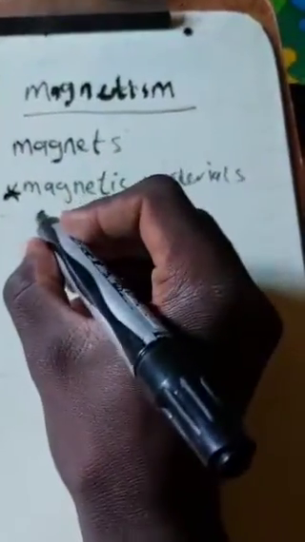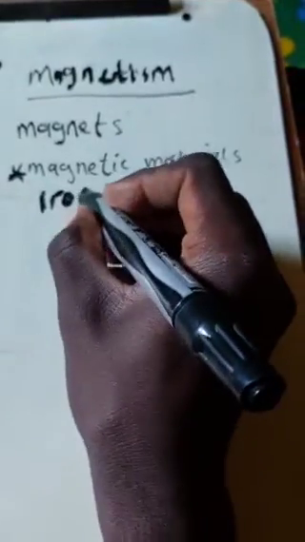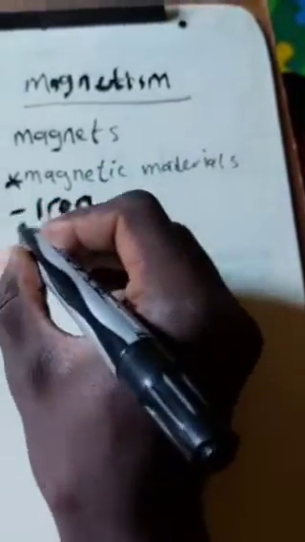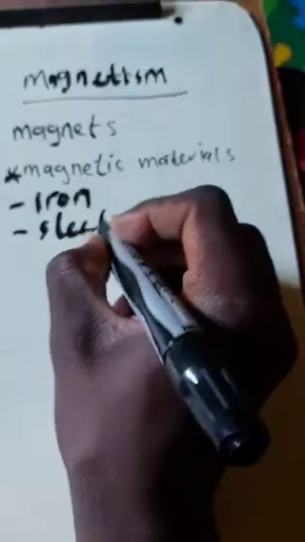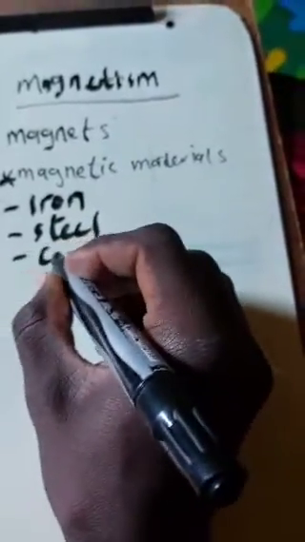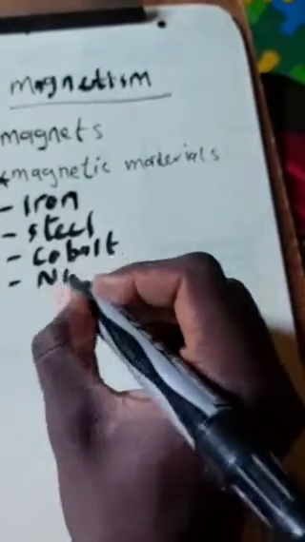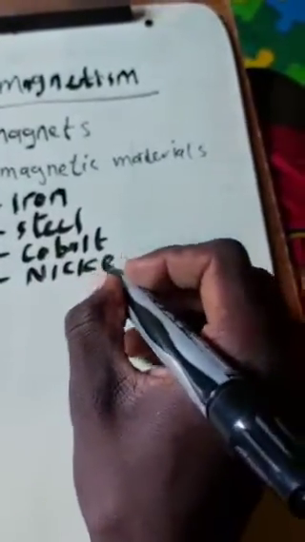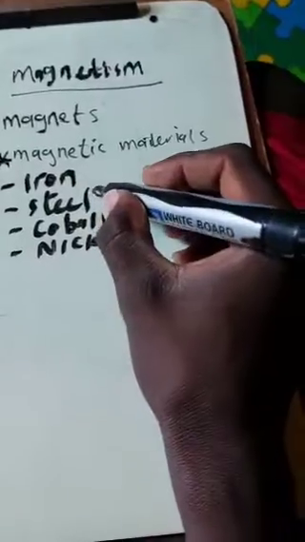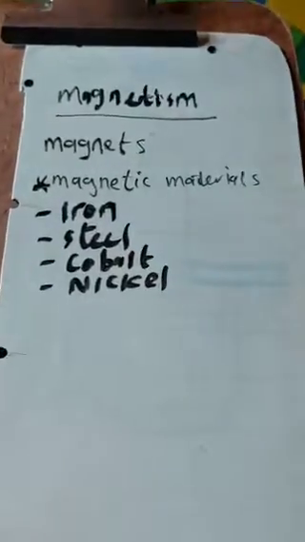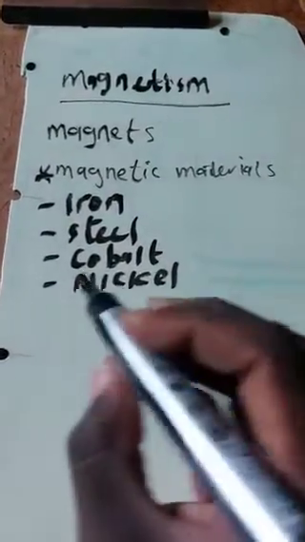Examples of magnetic materials include iron, steel, cobalt, and nickel. Cobalt and nickel are on the periodic table. Steel is an alloy. Iron is also on the periodic table. Those are the four magnetic materials.